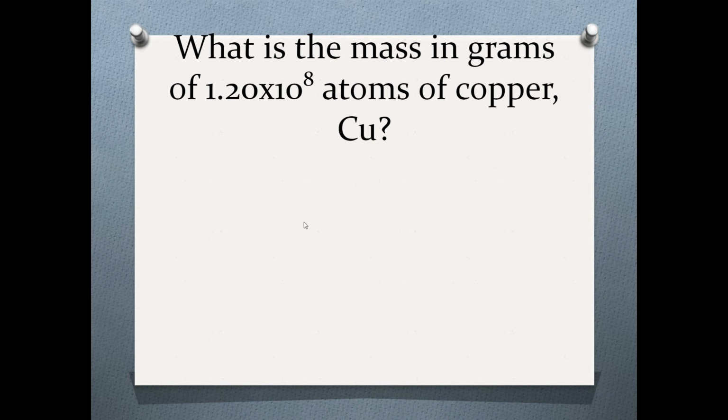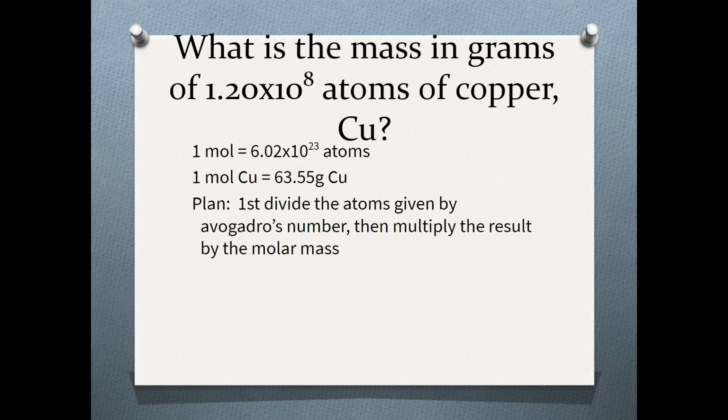Here's another one. Let's say I want to know the mass in grams of 1.20 times 10 to the 8 atoms of copper. Well, 1 mole is 6.02 times 10 to the 23rd atoms. And we know that 1 mole of copper is 63.55 grams according to the periodic table. So to find the mass, I would first divide the atoms given by Avogadro's number, and then I would multiply the result by the molar mass of copper to get the grams.